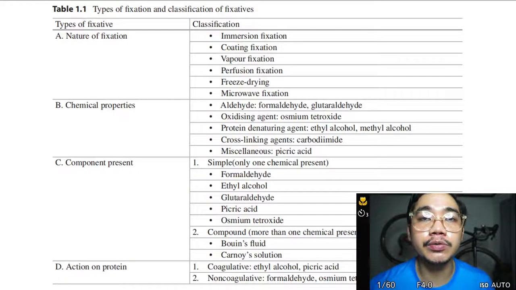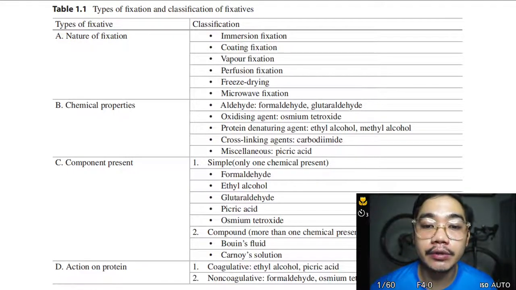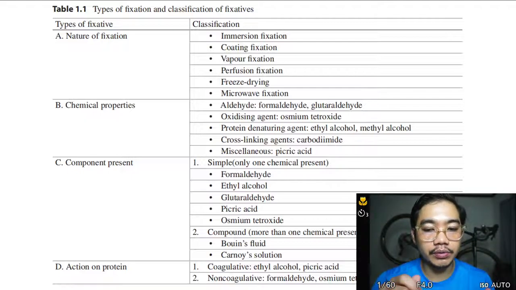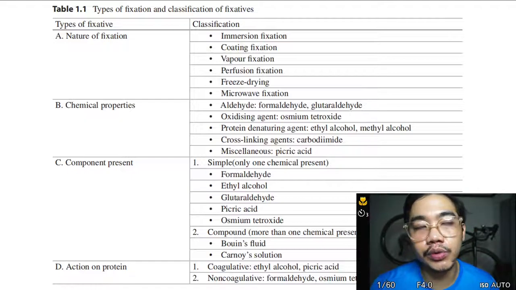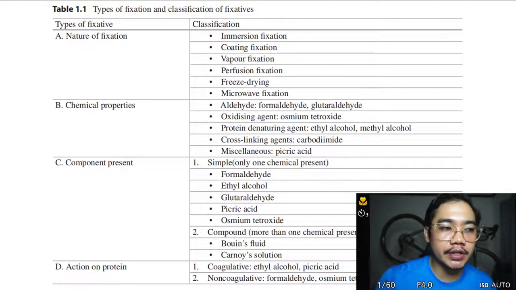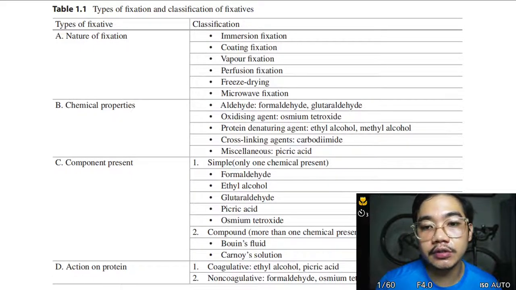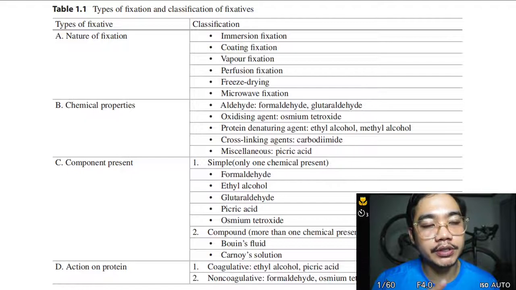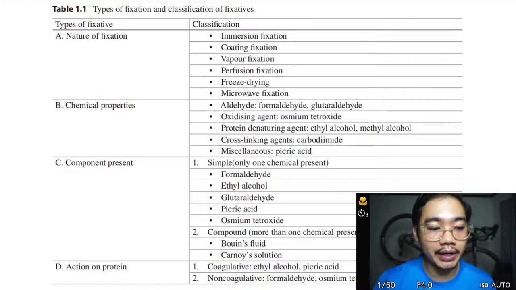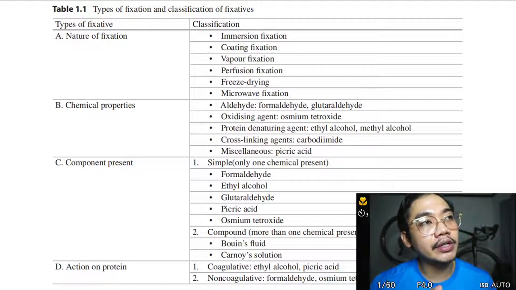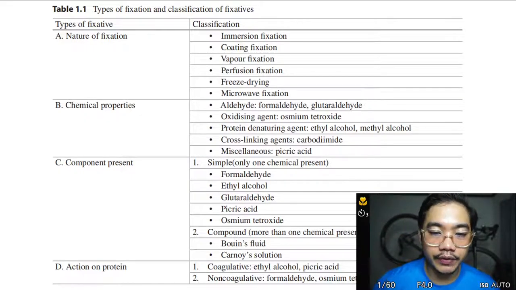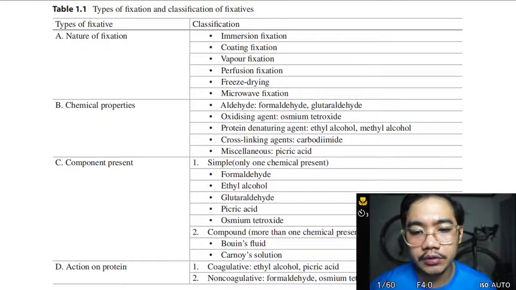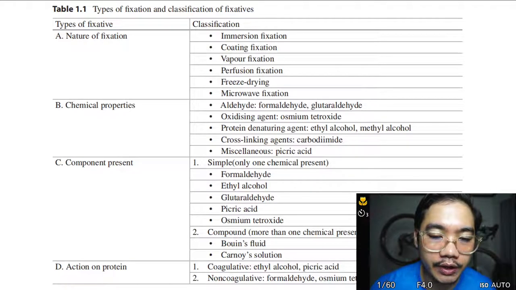We have coating fixation. I've read that you use this in pap smear, once we put the swab. Pap smear is when we take samples of the female patient's cervix, especially the transformation zone, from squamous to columnar epithelia. We get it there, and as I read, you can spray some fixative on the slide. Then vapor fixation, I have yet to encounter this. Perfusion fixation, still I have yet to encounter this.